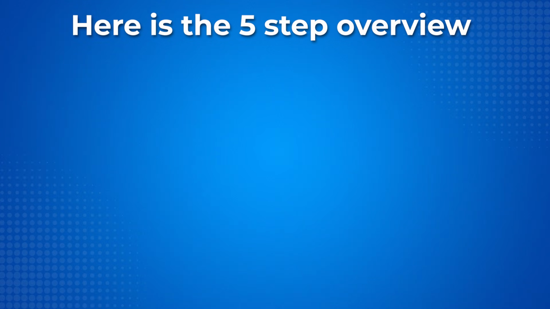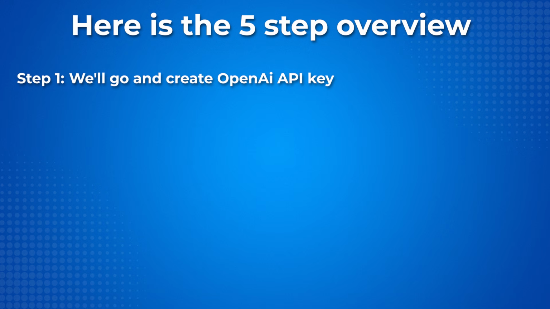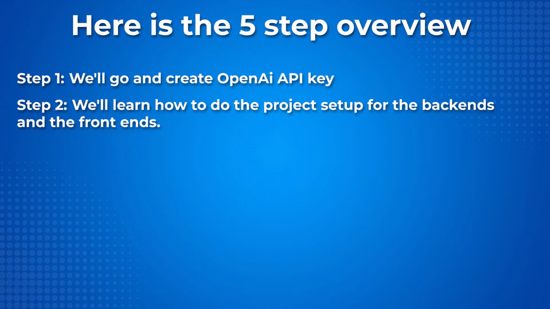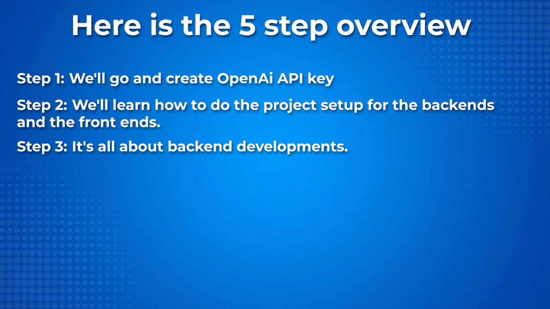Here is the 5-step overview of everything we are going to do in the rest of the tutorial. First things first, we will create an OpenAI key in step 1. In step 2, we will learn how to do the project setup for the backend and the frontend. We are going to use .NET Core for the entire backend solution and Angular version 19 for the frontend. Step 3 is all about backend development.